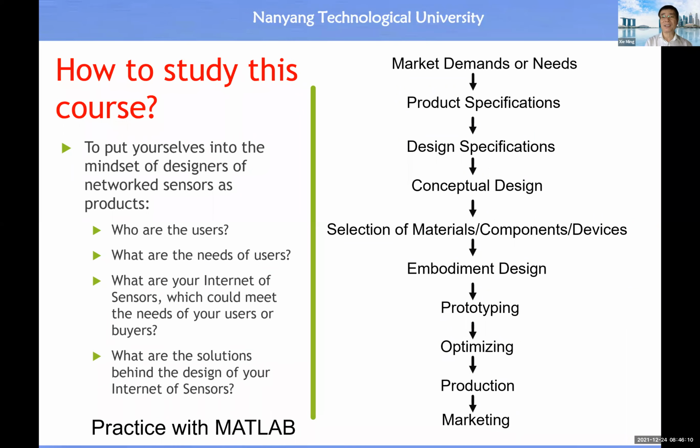Then how to study this course, all right? So I recommend you to put yourself into the mindset of a designer. Then in this way, with the keyword of a designer in mind, automatically you will ask yourself these four questions. Who are the user? What are the need of the user? What are your internet of sensor which could meet the need of your user? And what should be the solution behind the design of your product, such as the internet of sensor or sensor themselves, right? Then the answer to question number one should be obvious, okay?